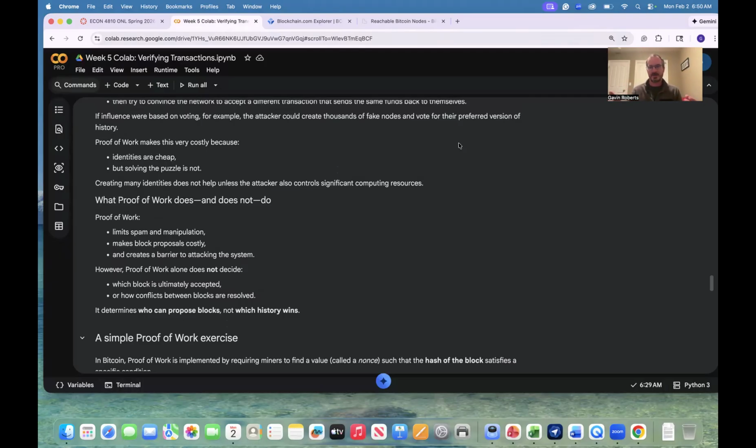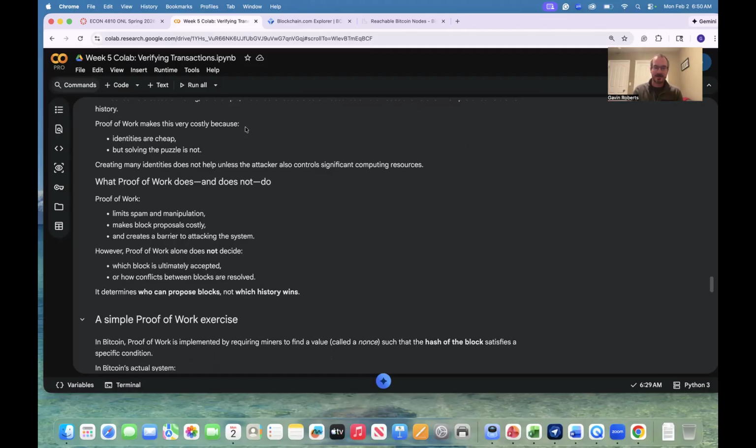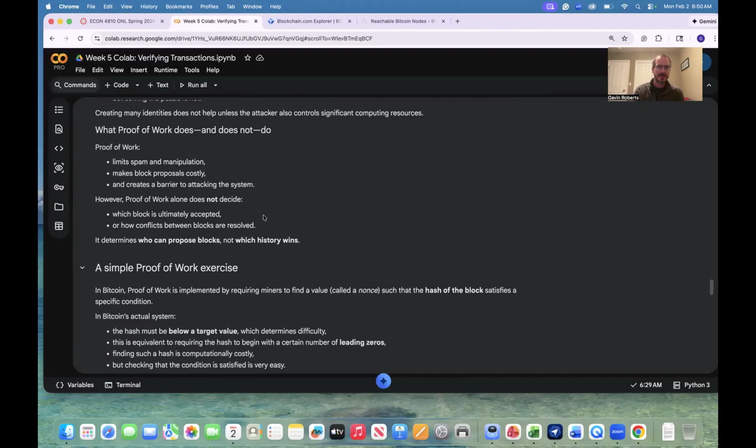And of course, if everybody's just doing that, that's not going to be a system that works. That just leads to incentives. Everybody's just trying to print as many identities as possible so that they have as many votes as possible. That is not going to be a working system to create the shared history that the value of the digital currency is derived from. But proof of work makes this very costly. Identities are cheap. That's true. You can make as many as you want, but solving the puzzle in order to mine a block of transactions is not cheap. It's computationally expensive. Creating many identities does not help unless the attacker also controls significant computing resources.